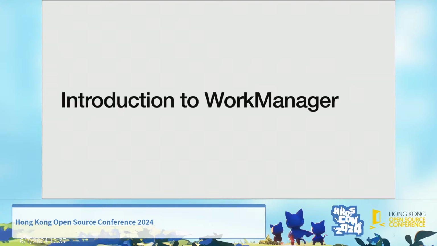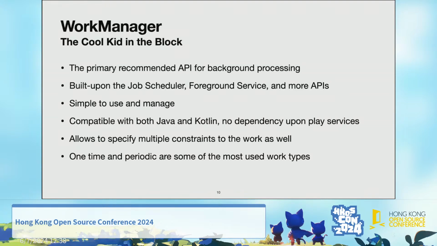So, what is Work Manager? Work Manager is basically the toolkit in your society that copies the best behavior of everything. It's now the primary recommended API, because Google has been slowly deprecating all the other APIs. Work Manager is very simple because it basically uses all the other APIs available on Android for background processing behind the scenes. So you don't have to choose the best way to run your task. You just tell Work Manager, I want to do this, and Work Manager will choose the best way to do that in the background.